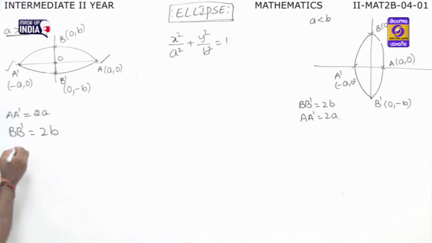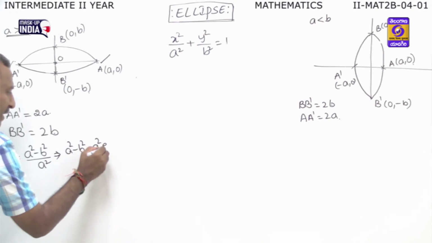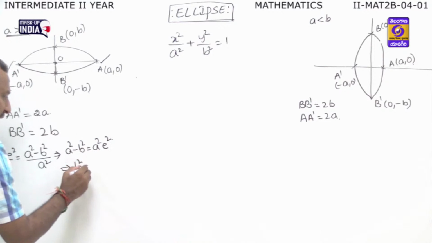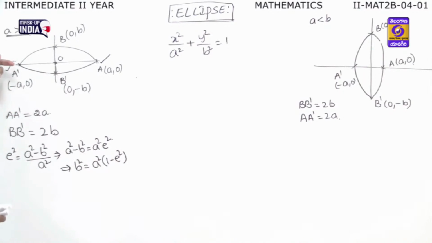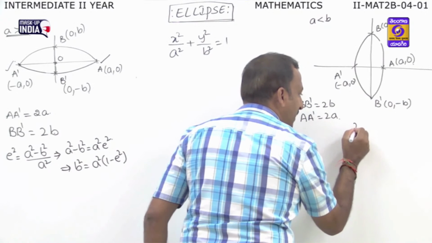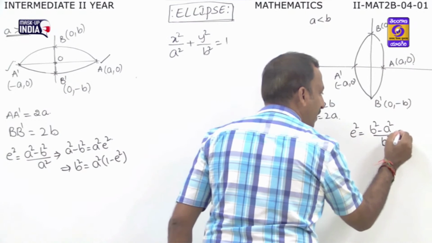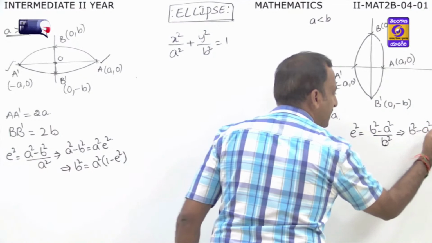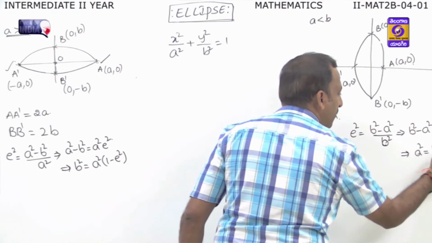Suppose in this case, if e is the eccentricity of the ellipse, then e square is equal to a square minus b square by a square. That implies a square minus b square is equal to a square e square, or we can write b square is equal to a square into 1 minus e square. That is when A is greater than B. Suppose B is greater than A. In this case, if e is the eccentricity, then e square is equal to b square minus a square by b square. That implies b square minus a square is equal to b square e square, or a square is equal to b square into 1 minus e square.